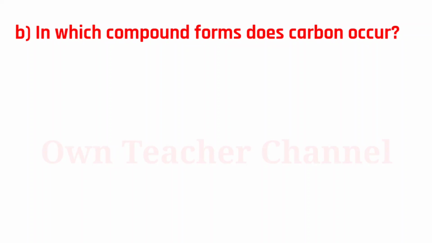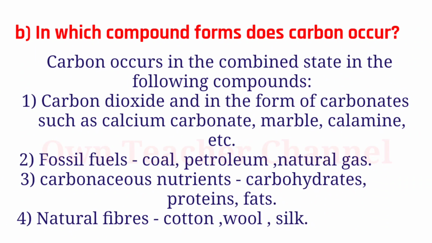B. In which compound form does carbon occur? Carbon occurs in the combined state in the following compounds. 1. Carbon dioxide, and in the form of carbonates such as calcium carbonate, marble, calamine, etc. 2. Fossil fuels: coal, petroleum and natural gas. 3. Carbonaceous nutrients: carbohydrates, proteins, fats. 4. Natural fibers: cotton, wool and silk.